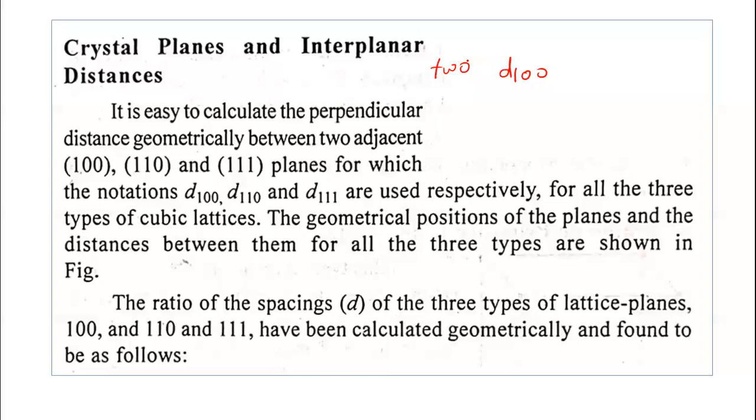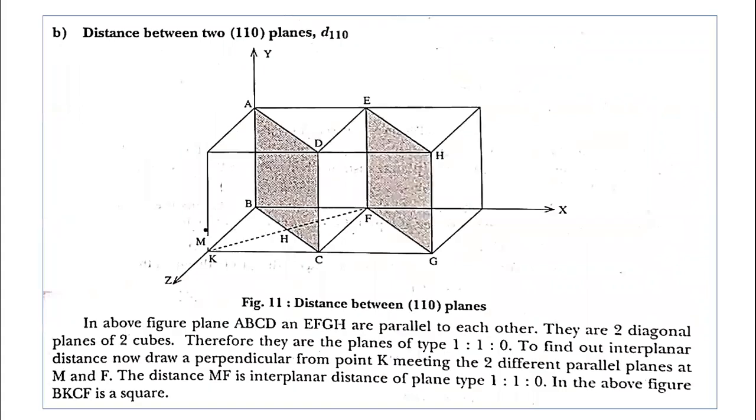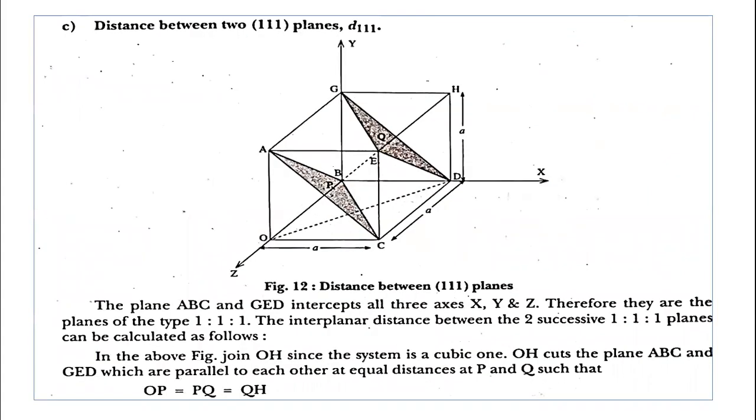Okay. So the ratio of the spacings of the three types of lattice planes, 100, 110 and 111, can be calculated geometrically and found to be as follows. This ratio can be calculated. Later on, I would like to show that ratio. One minute, it is given here. See here.